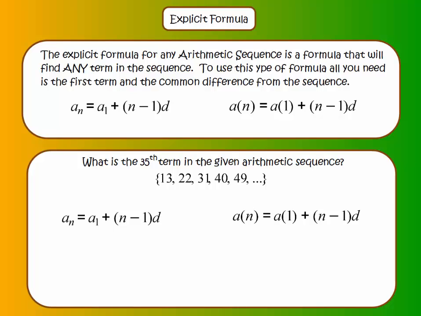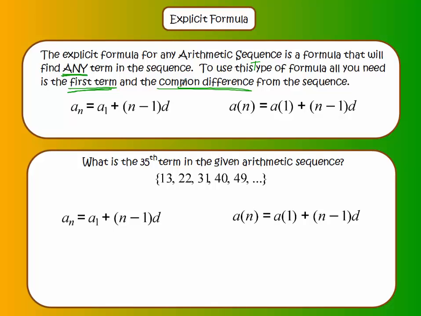An explicit formula for any arithmetic sequence is a formula that will find any term in the sequence. Okay, we can find any one we want. And to use this type of formula, all you need is the first term and the common difference from the sequence. Okay, so let's take a look at these two formulas.